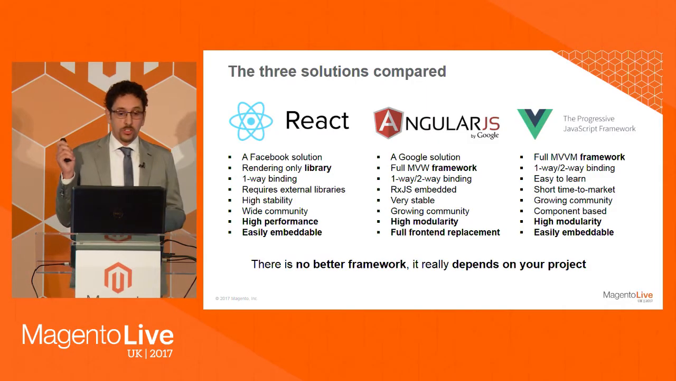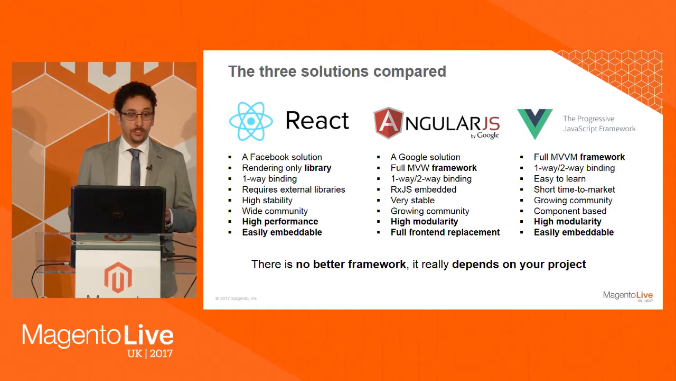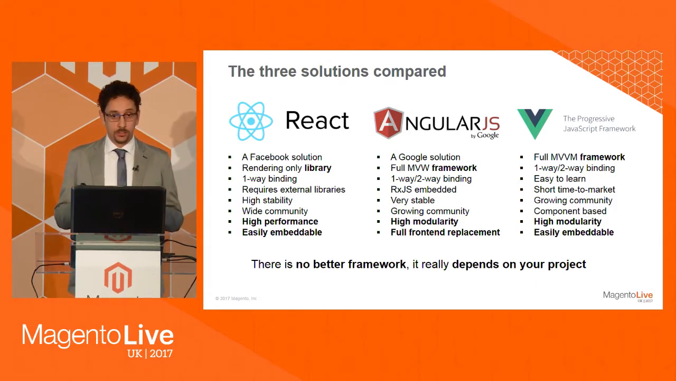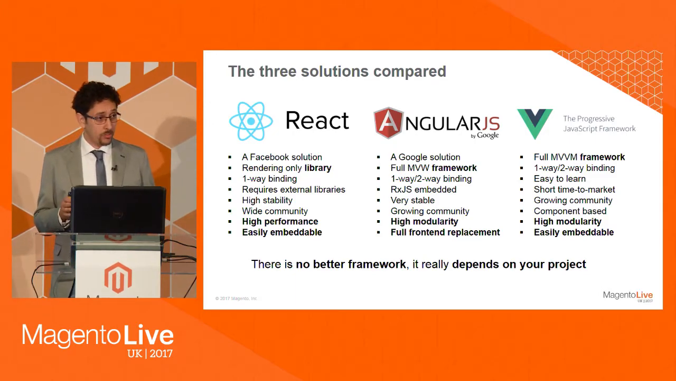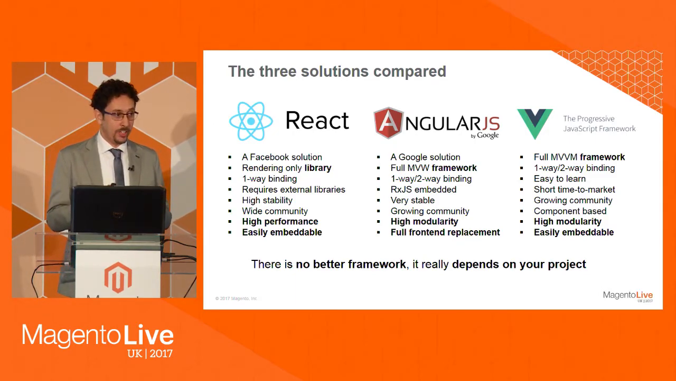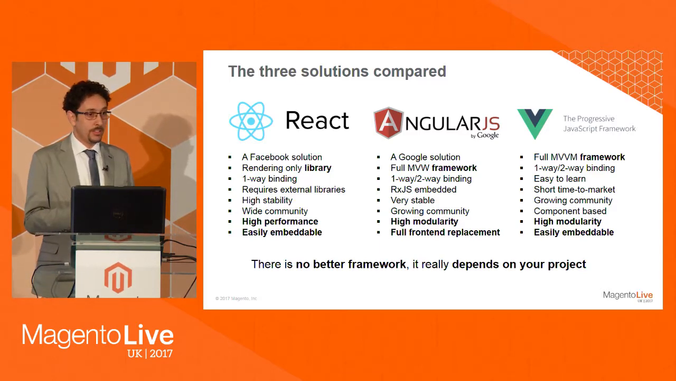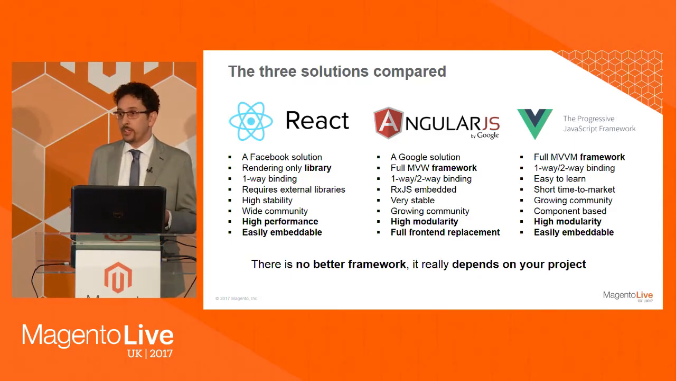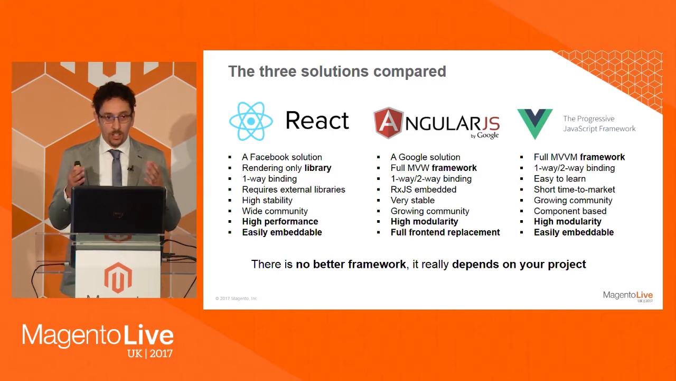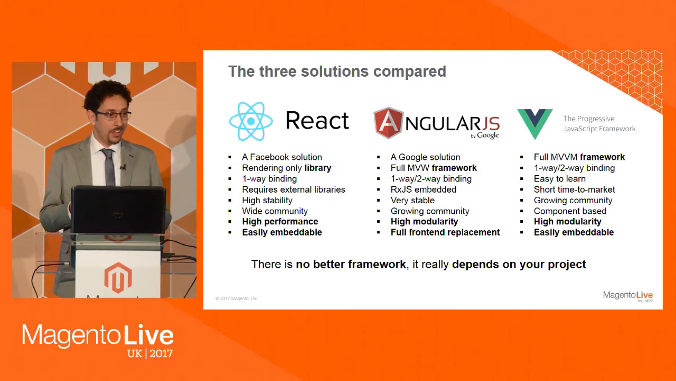So, 3 solutions compared. React, the first one, is probably one of the most powerful rendering libraries at the moment. But remember, it is just a library. So when you want to add something, for example, a routing system or something new, you have to add a library. And you can create a real mess of libraries. So you have to maintain a lot of libraries. So I think this is not so good, for example, for big projects.